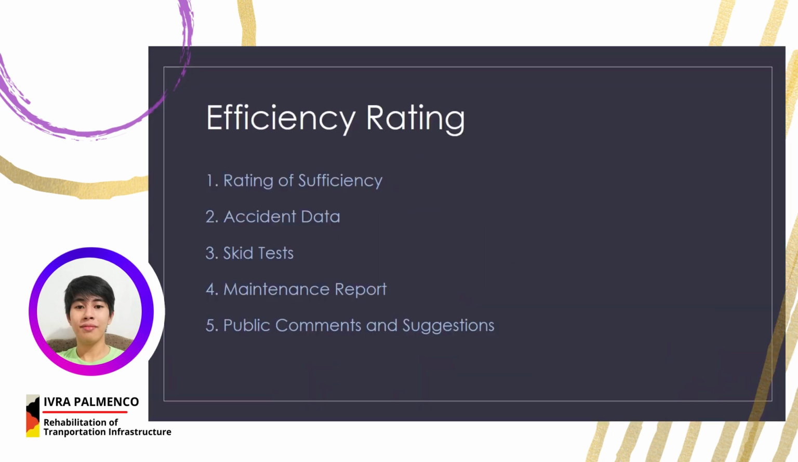So, efficiency is the quality of being able to do a task successfully without wasting time or energy, while a rating of something is a score or measurement of the quality of an object, idea, or action. Efficiency rating simply refers to the measurement or the quality of work done in order to complete a task. And there are five factors that affect the efficiency rating.